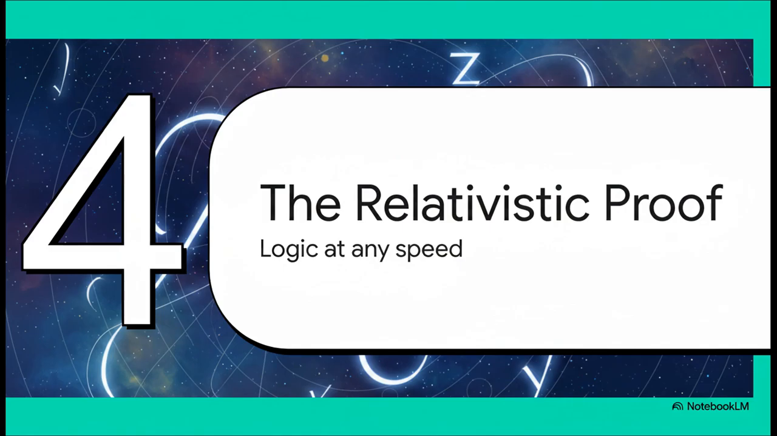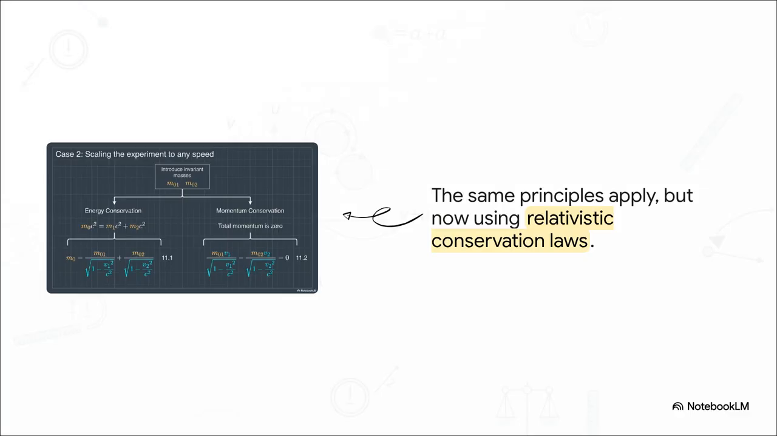We're going to use the exact same logic, the exact same method, but this time we're swapping out the simple classical formulas for the more precise, more powerful relativistic ones for energy and momentum. The core ideas are exactly the same. We are still just using conservation of energy and momentum. But this time, we're using the full-on relativistic versions. These account for things like invariant mass, which is just a fancy way of saying an object's mass when it's sitting still, and how all that energy and mass are related at any speed.